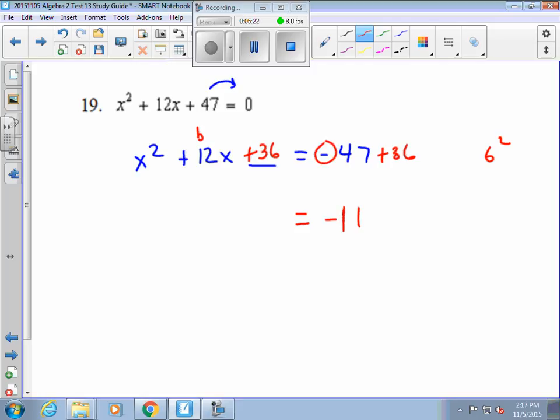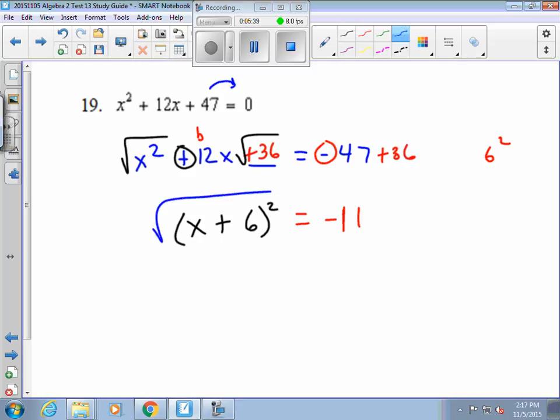Okay? The left side is a perfect trinomial, so you can take the square root of the first term and the square root of the last term, 6, and this sign goes in between them. So x plus 6 squared is equal to negative 11. Undo x plus 6 squared by taking the square root of it. That'll cancel it out. Take the square root of the other side to balance it out.